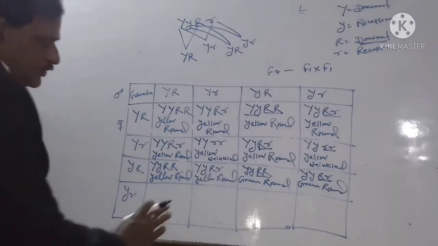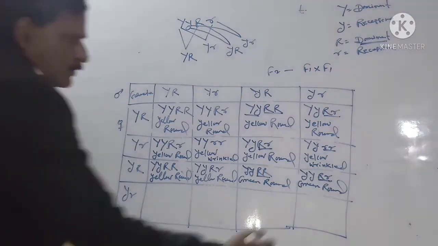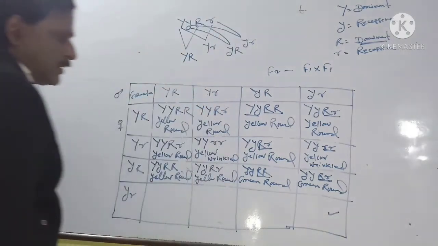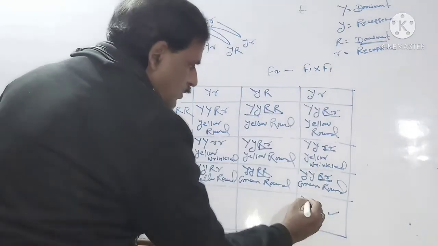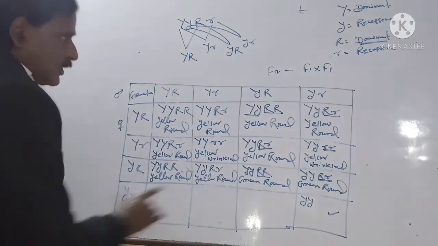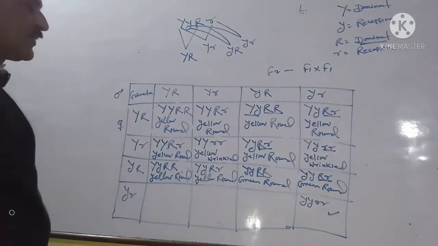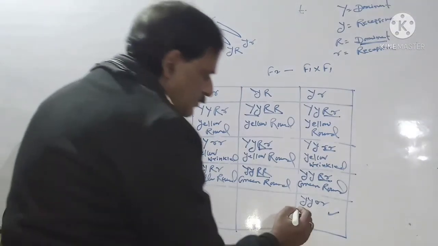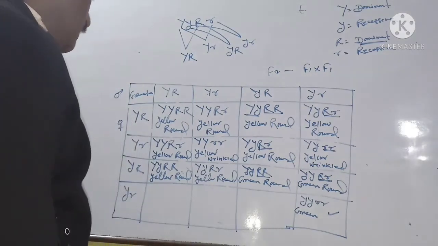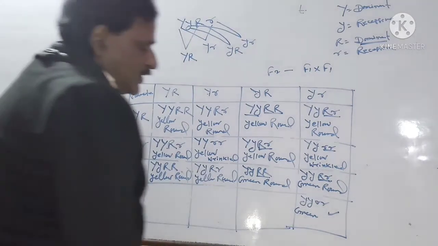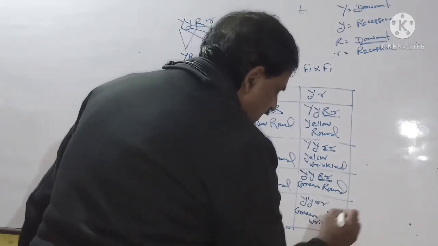In this way, we fill all the blocks. We find that the last block is a special character, small y, small y, small r, small r. The small y is a recessive character and indicates green, and small r is also a recessive character and indicates wrinkle. It is the special character.